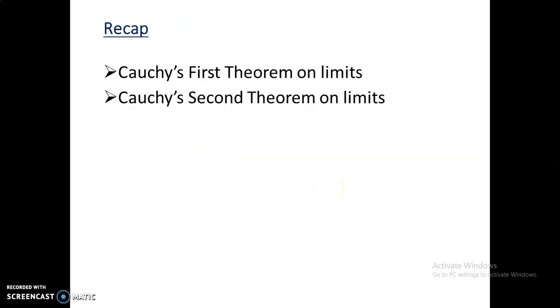So we have discussed here Gauss's first theorem on limits and second theorem on limits.